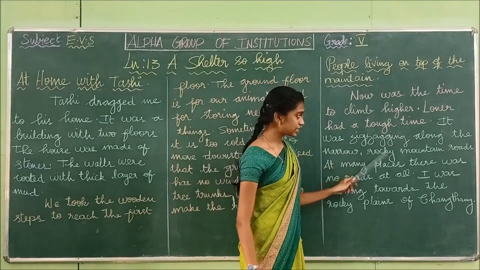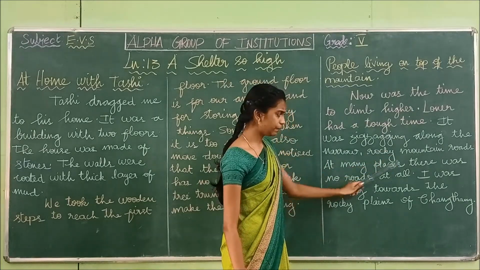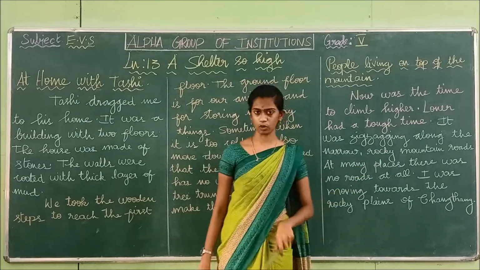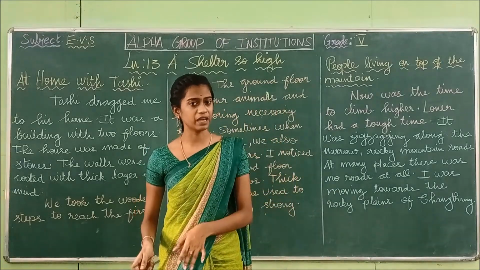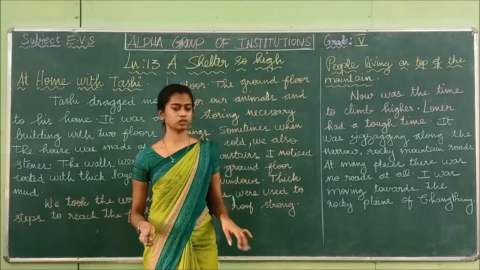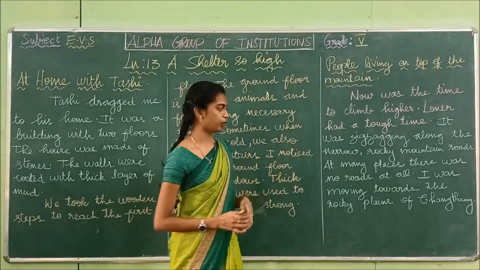It was zigzagging along the narrow, rocky mountain roads. At many places, there were no roads at all. Okay, so some places have roads, but some places don't have roads. So he finds it very difficult to reach the top of the mountain.